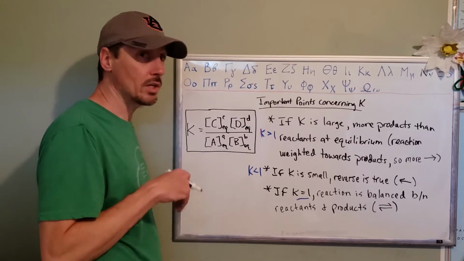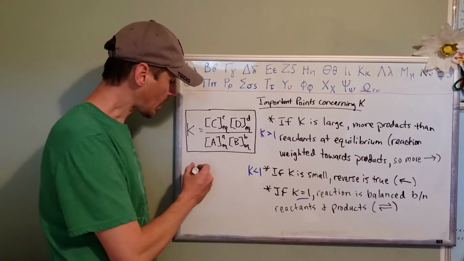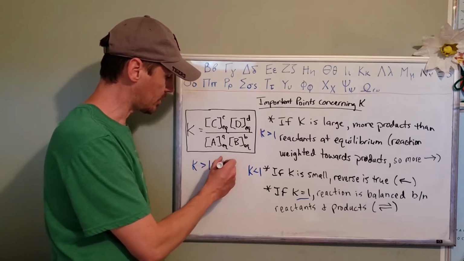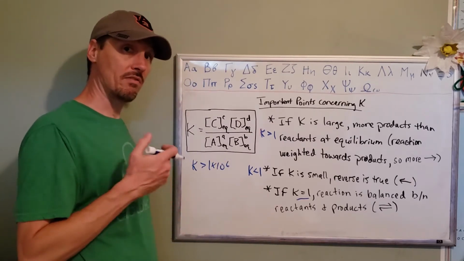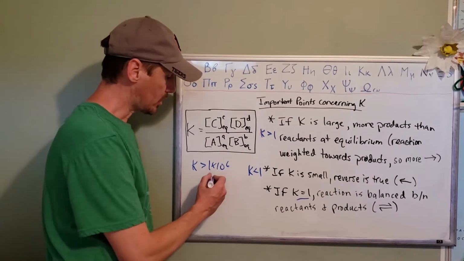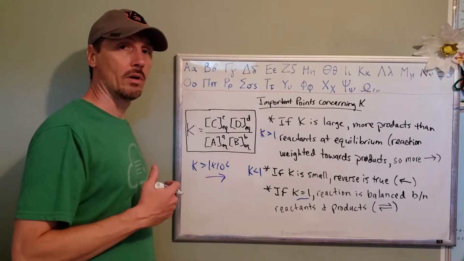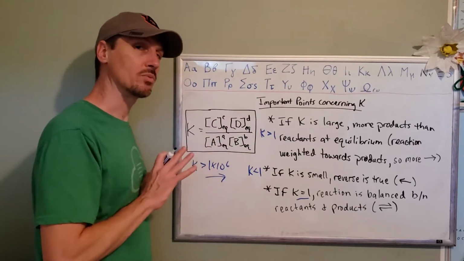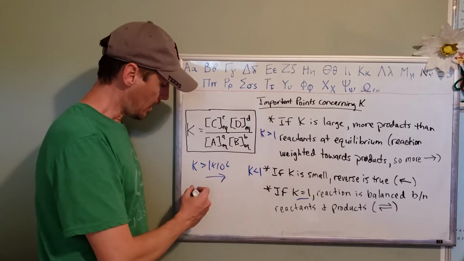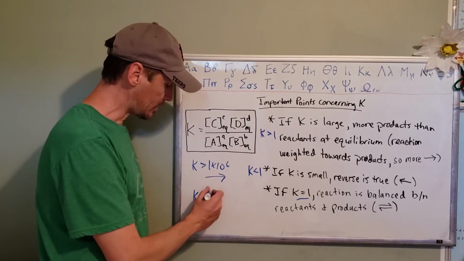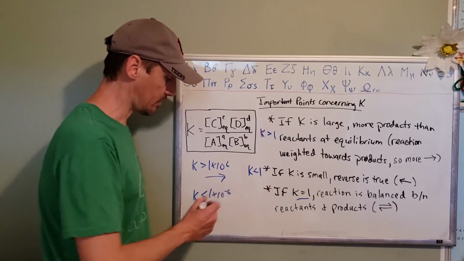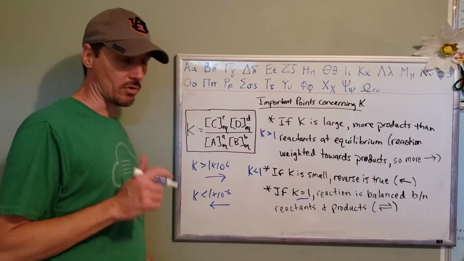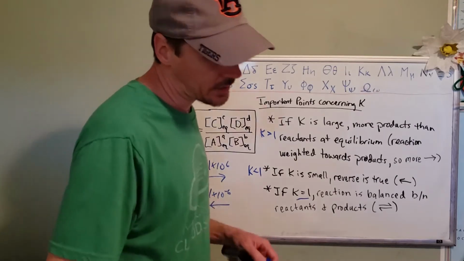Now, one thing to note for this course, all right, if K is greater than 1 times 10 to the 6th, we consider that to be a very large number for K, and we can assume that the reaction is just in the forward direction. Okay, it means that there's so many products compared to reactants, we can just assume that it's forward only. Conversely, if K is less than 1 times 10 to the negative 6, if it's extremely small like that, then we can assume the reaction is just happening in the reverse direction. Okay, all right, let's do a quick example.